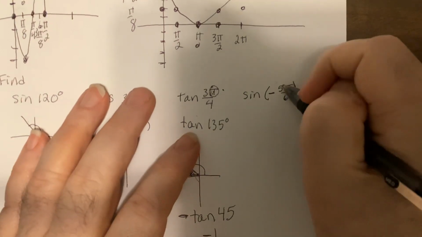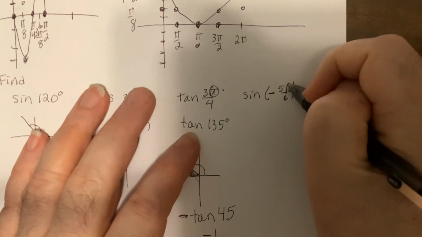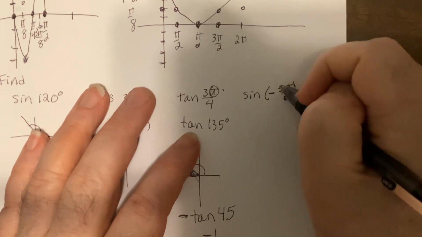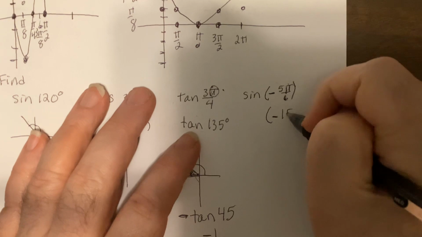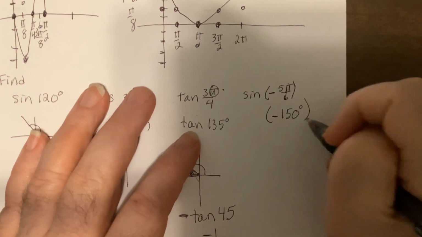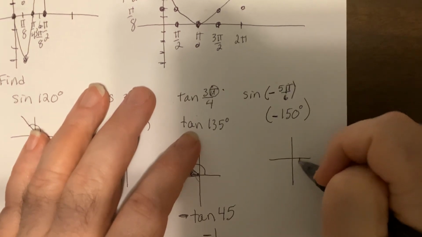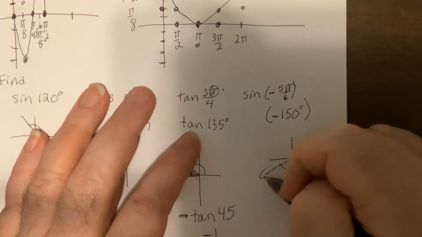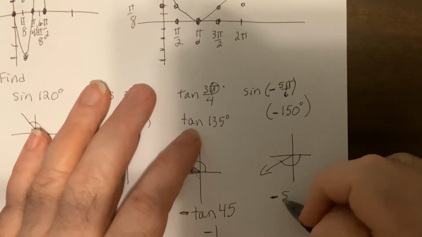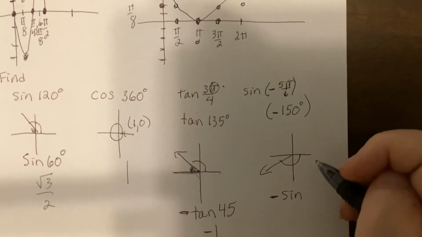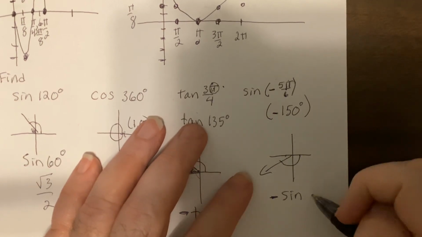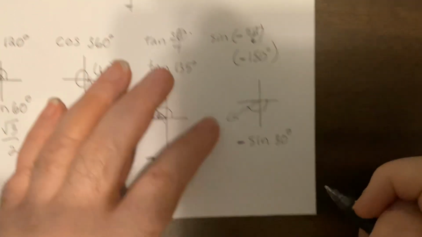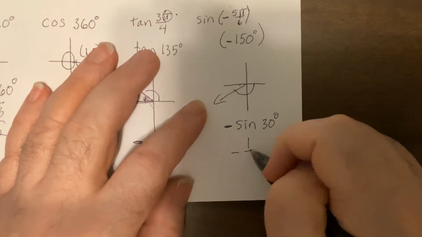Sine, 5 pi over 6. Pi is 180. Divided by 6 is 30. So this would be a negative 150. So that would be in the third quadrant. Sine is negative in the third quadrant. And the reference angle is 30 degrees. And the sine of 30 is a half.